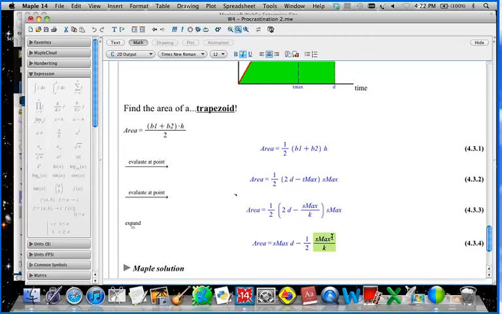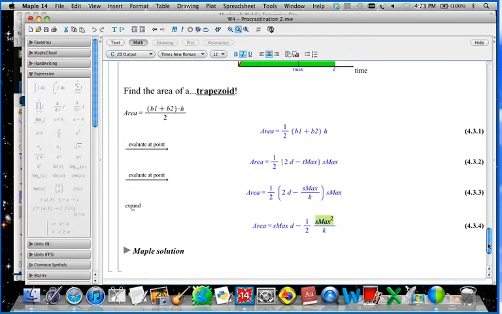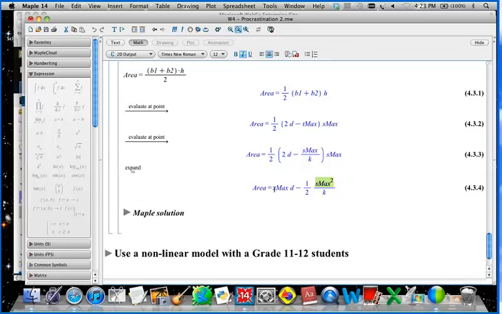Now, they probably haven't seen quadratic things yet, so treat that lightly. But they should now see that the area, this thing that you accomplish, is now proportional to your deadline, and K is in the denominator, but S max squared.